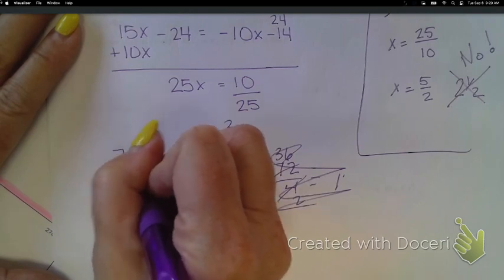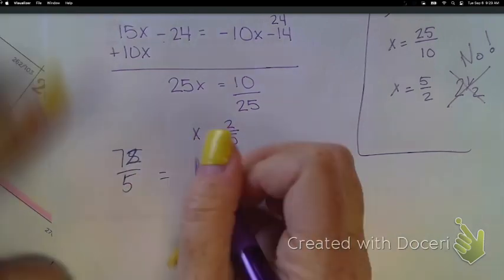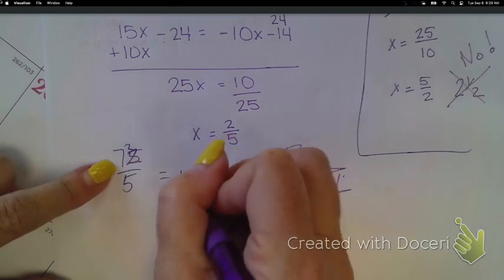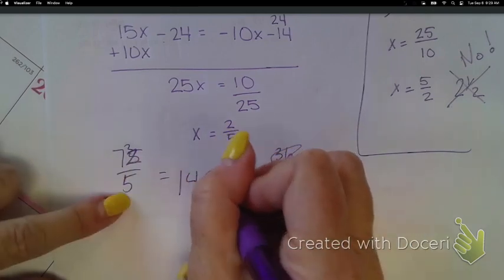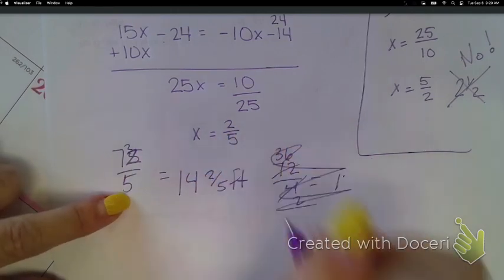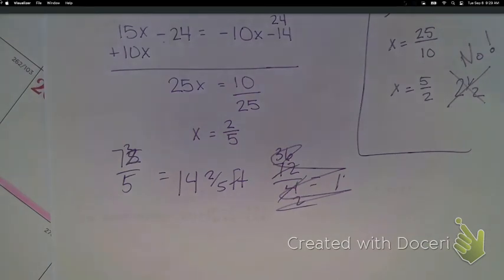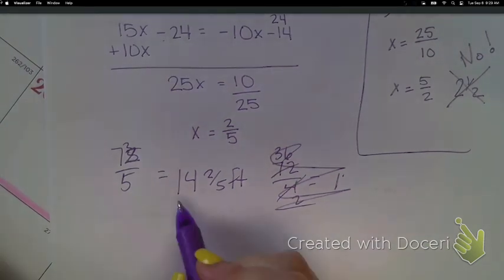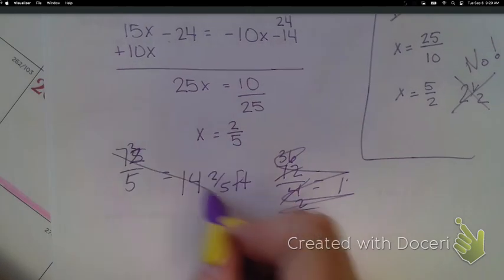So that would be 14 and 2/5 feet. Gerhard, I'm talking, so maybe you shouldn't be talking. Okay, this is the only time you're going to give me mixed numbers.